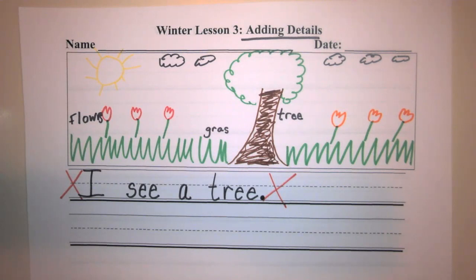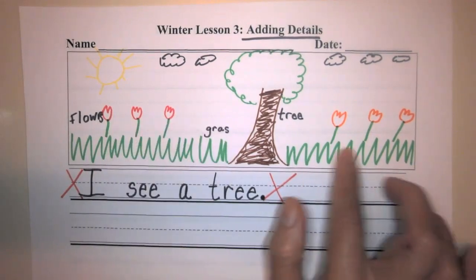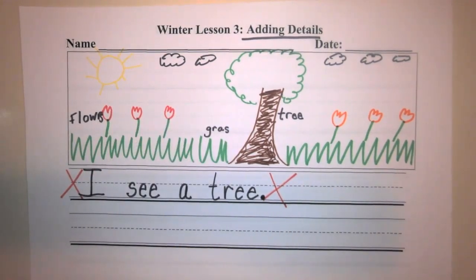And I could even talk about the colors of some of the flowers. I know in my picture, I have red flowers and orange flowers. So maybe I could talk about the color. I see a large tree and red flowers. I see a large tree and pretty flowers. I could say that they're pretty. I see a large tree and pretty flowers.